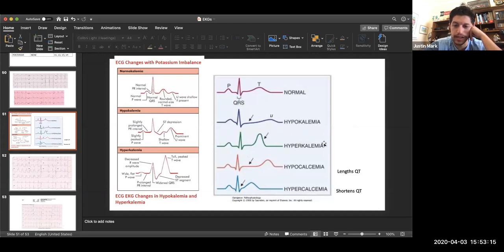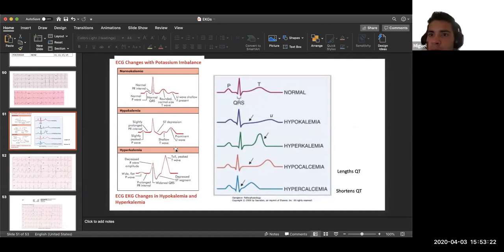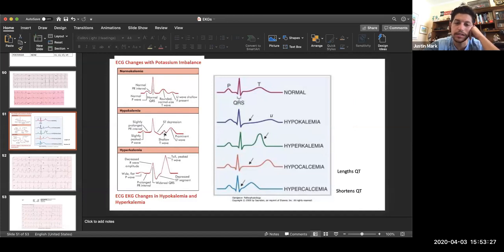So I mentioned before hyperkalemia. When you see peaked T waves like this, it's a sign of hyperkalemia. If you see shallow T waves, basically the opposite of that, then it's hypokalemia. You can also see changes with the QT interval. Hypocalcemia lengthens the QT interval, and hypercalcemia shortens the QT interval. So that's just flat out memorizing. I can't really say anything else about that. There are other changes, I'm sure, but just be able to recognize those.